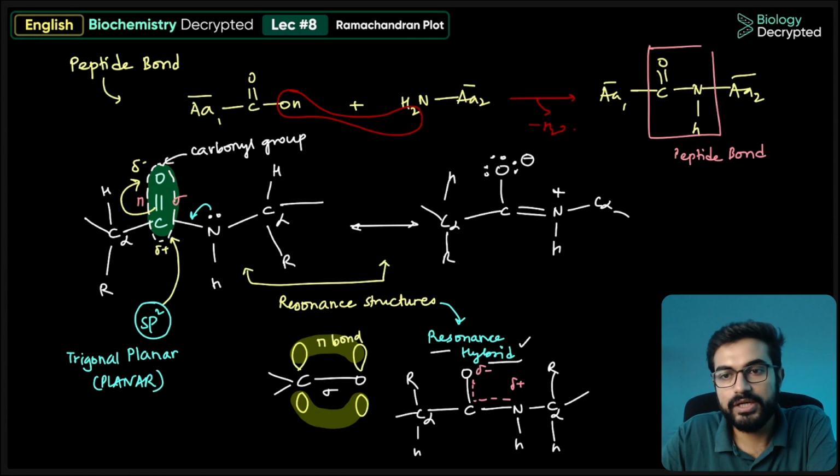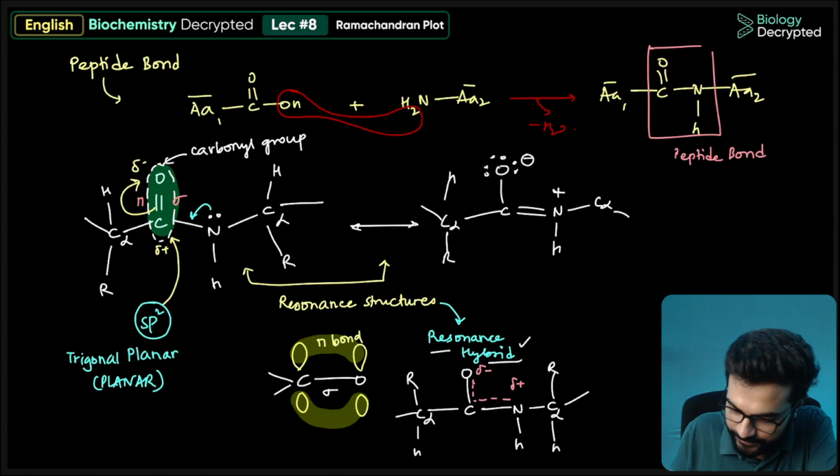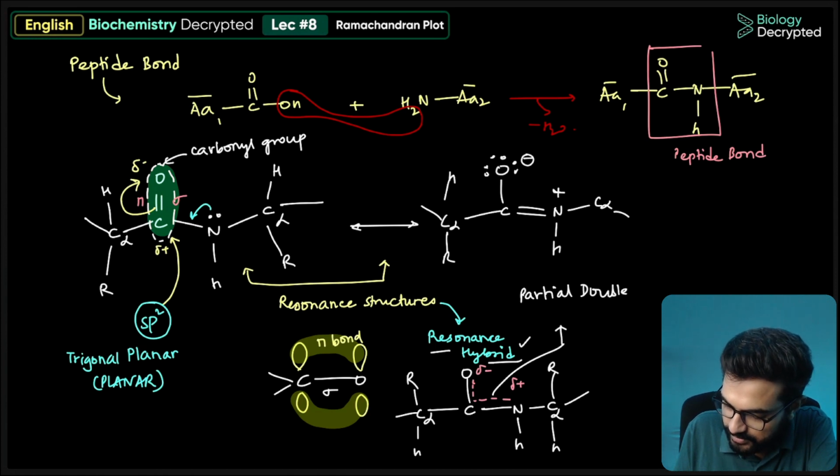And peptide bond, due to resonance, it shows a partial double bond character. So the CN bond shows a partial double bond character.